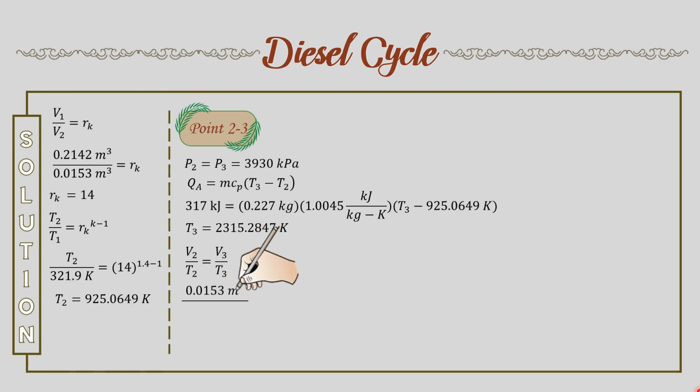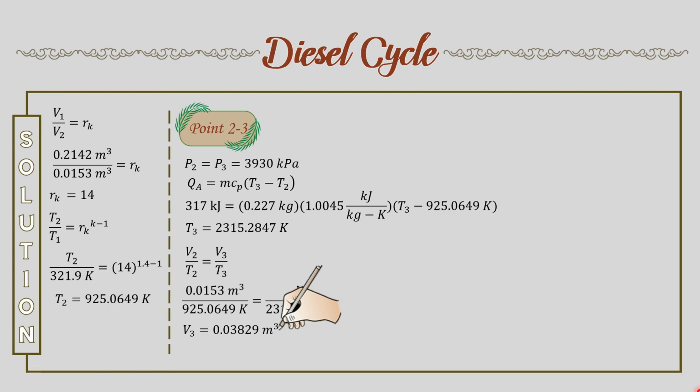Solving for V3, we can use V2 over T2 is equal to V3 over T3. 0.0153 cubic meter over 925.0649 Kelvin is equal to V3 over 2315.2847 Kelvin. And the answer is V3 is equal to 0.03829 cubic meter.